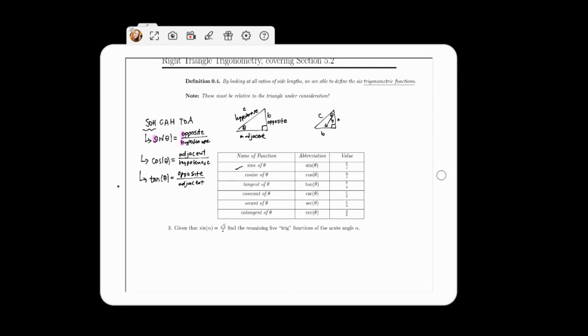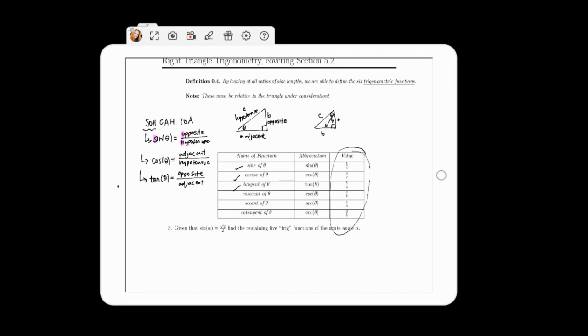So we talked about sine, cosine, and tangent. We also have the cosecant, secant, and cotangent. So the cosecant is equal to the hypotenuse over the opposite. The secant is equal to the hypotenuse over the adjacent, and the cotangent is equal to the adjacent over the opposite. So all of the values are given in this table here.